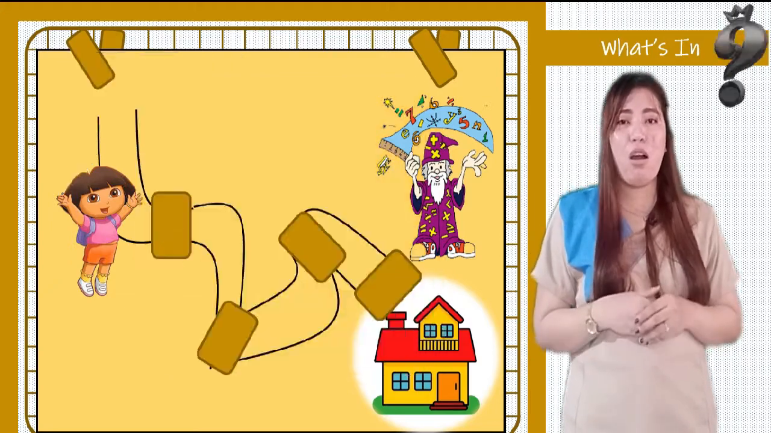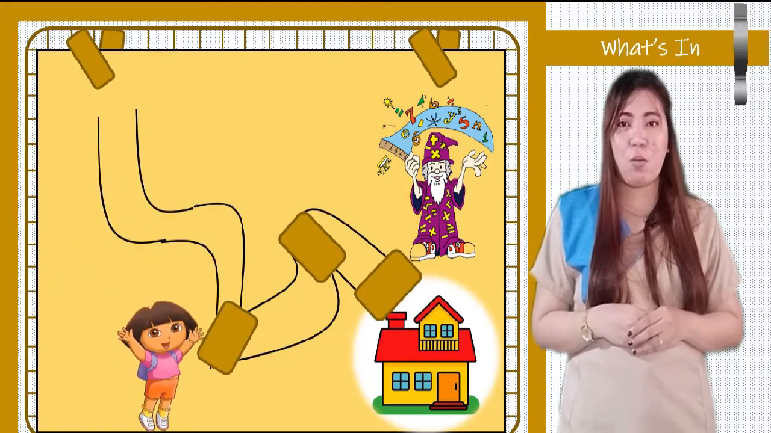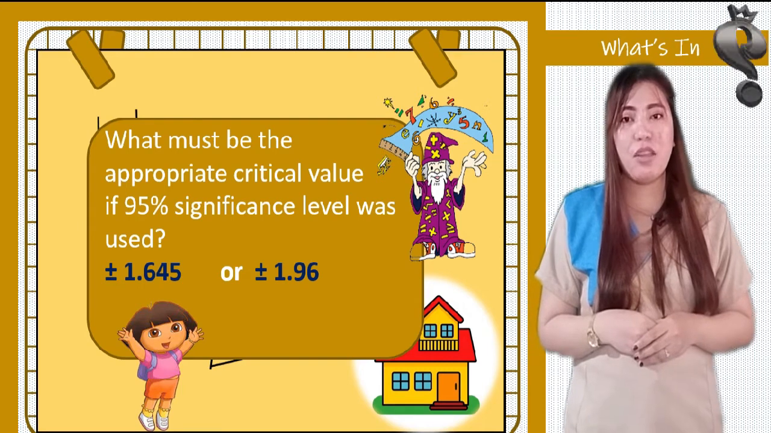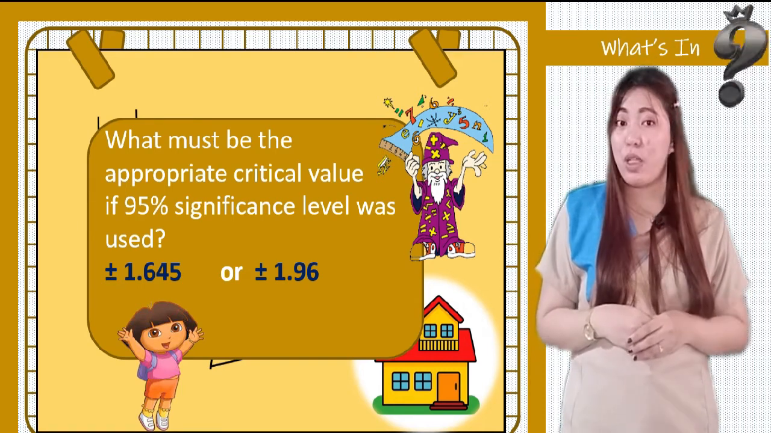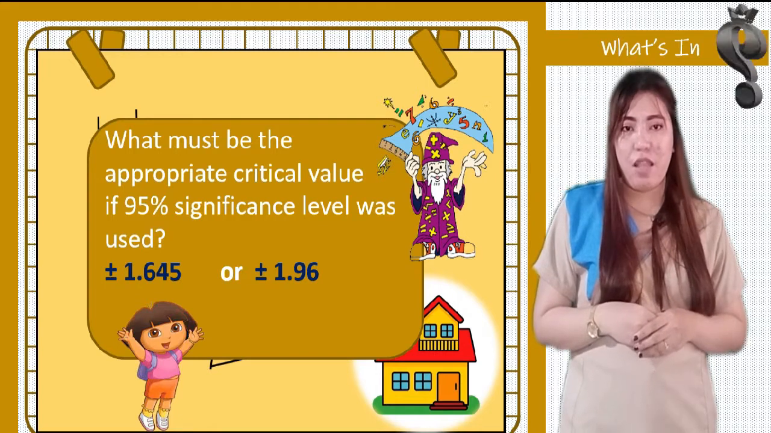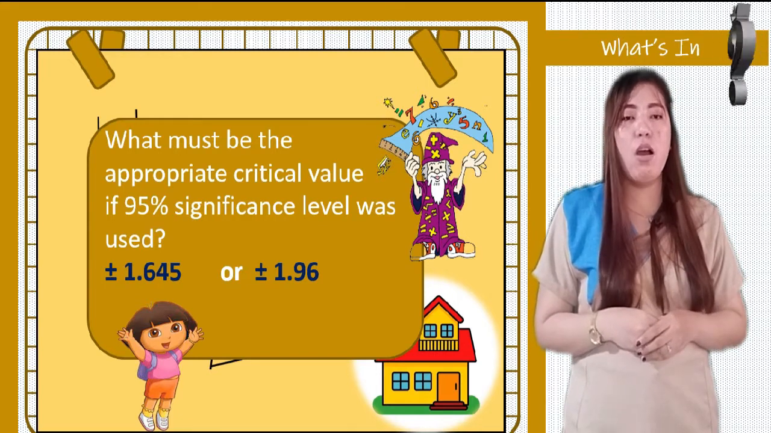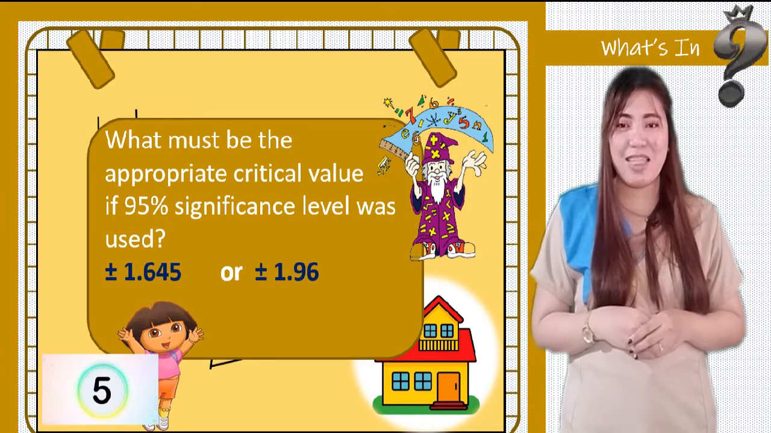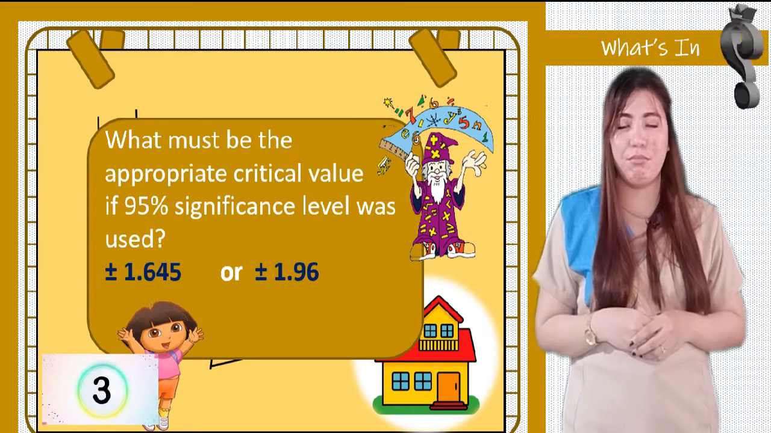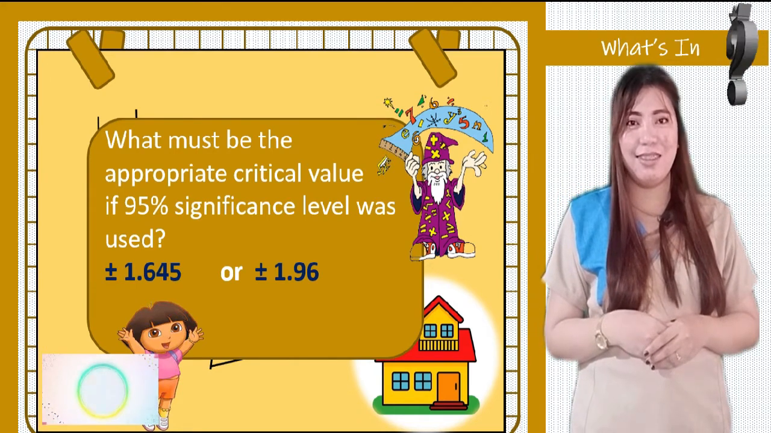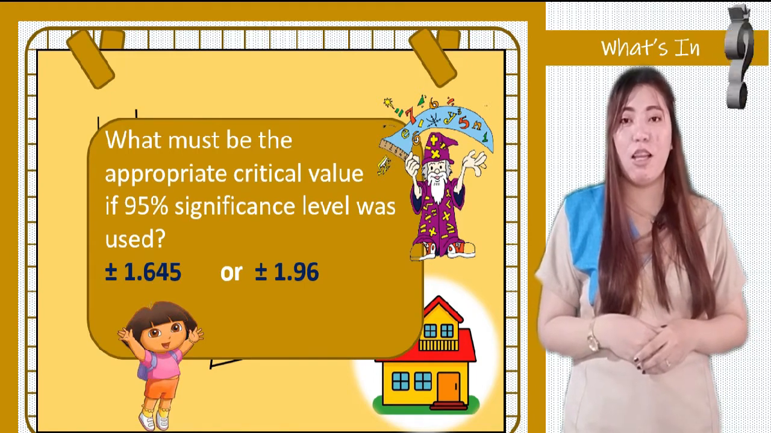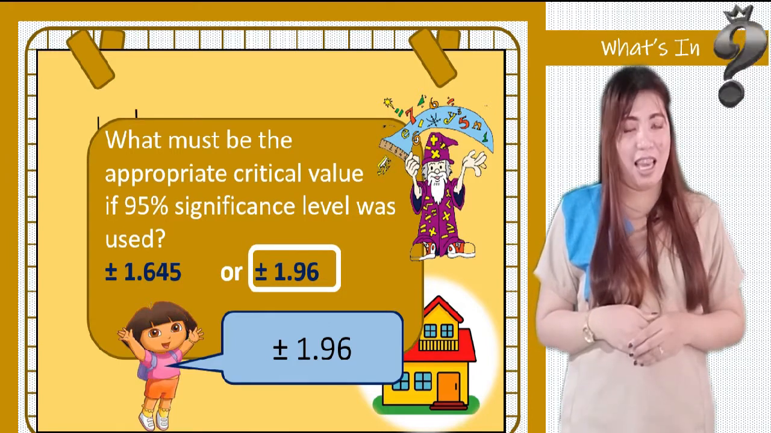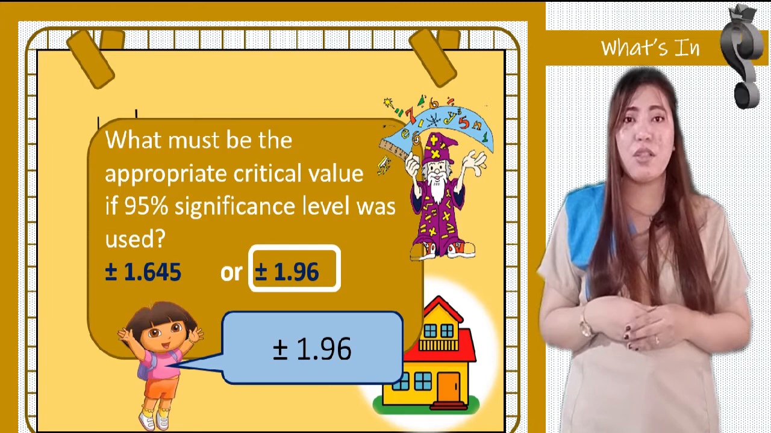Dora continued to walk on third block. Then she reads the question. What must be the appropriate critical value if 95% significance level was used? Is it positive negative 1.645 or positive negative 1.96? 5 seconds. Dora answers positive and negative 1.96. Again, she answered the third question correctly.